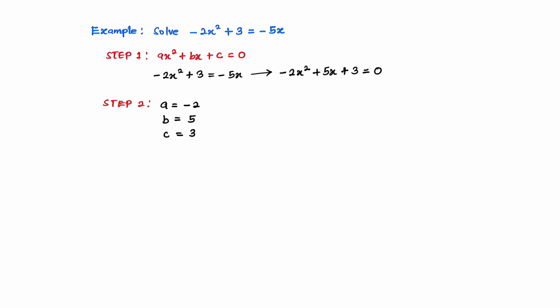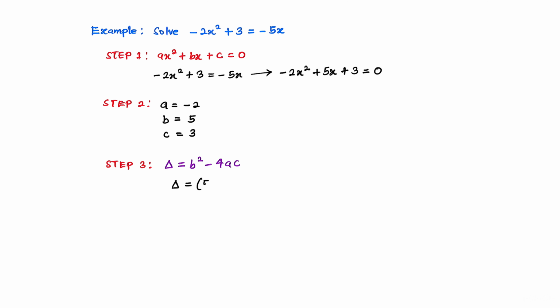Step 3. We need to find the value of delta, or the discriminant. So we know that the discriminant represented with delta equals b squared minus 4ac. So solving, delta will be equal to b squared.